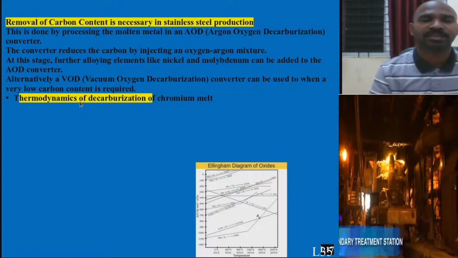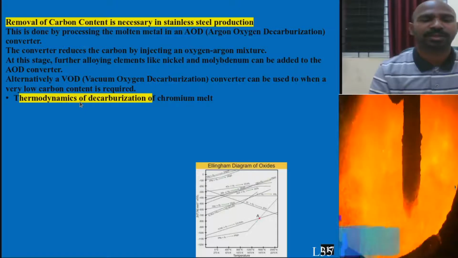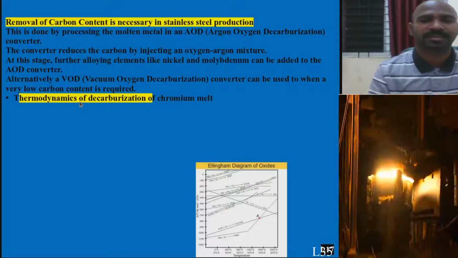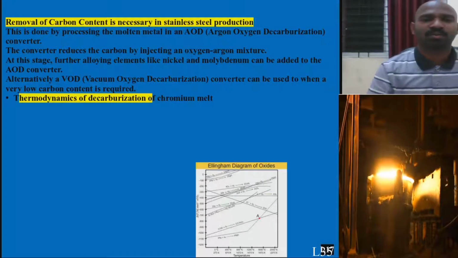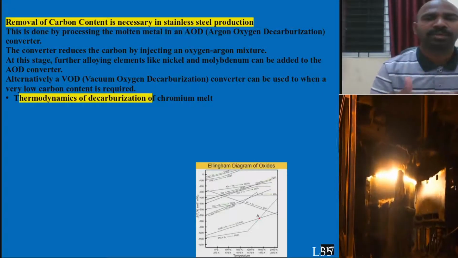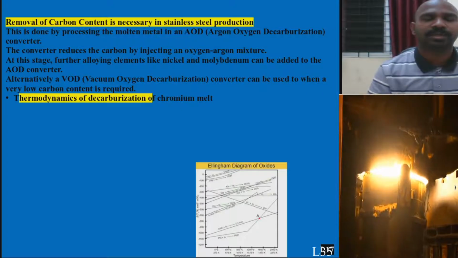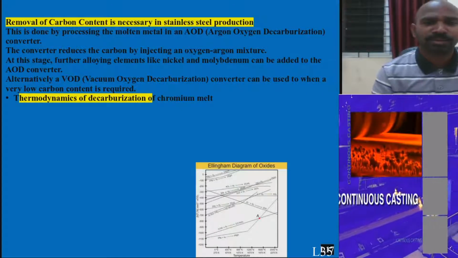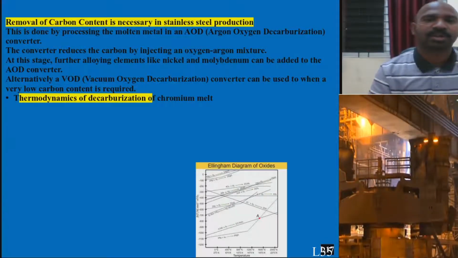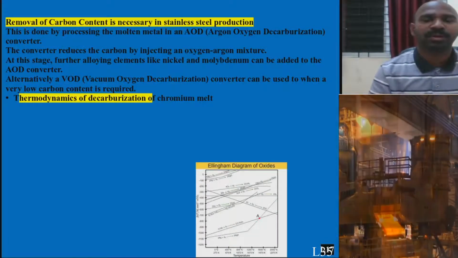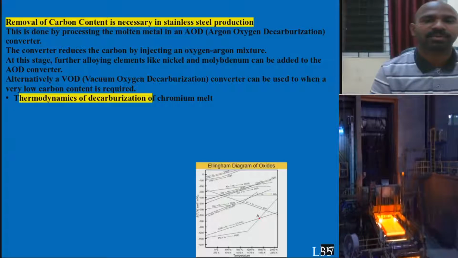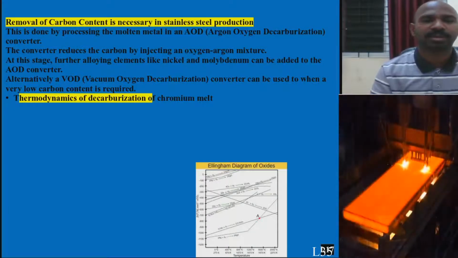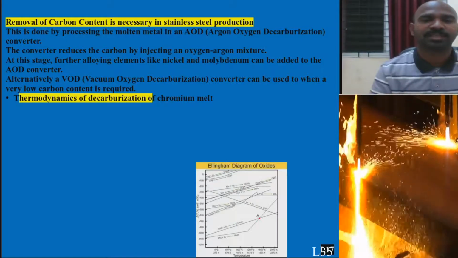Coming to the thermodynamics involved during decarburization, and also of chromium: for the production of stainless steel, you add ferrochrome and high carbon content in the EAF process. That carbon needs to be reduced, and the chromium level is supposed to be increased in the molten metal. It should not get oxidized. Those things need to be balanced.